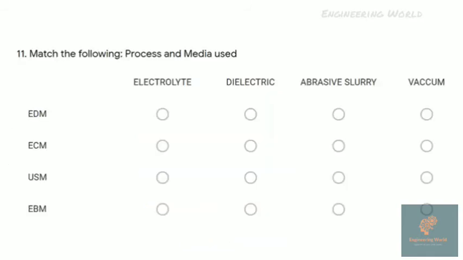Then the next question is, match the following. Here process and media are given. For EDM, dielectric medium is used. For ECM, electrochemical machining, electrolyte is used. For USM, ultrasonic machining, abrasive slurry is used. And for EBM, it is done in vacuum. So these are the answers.